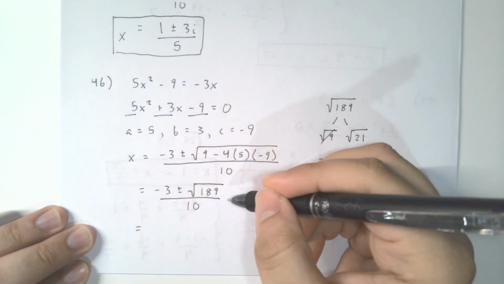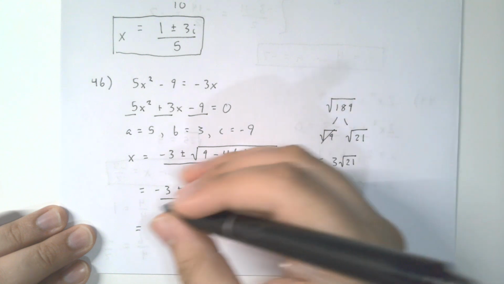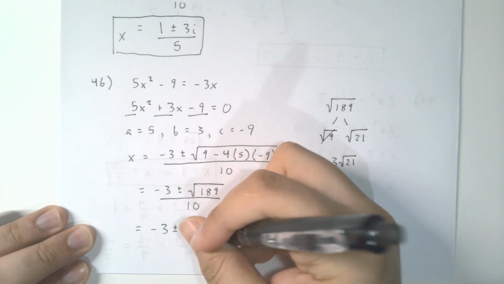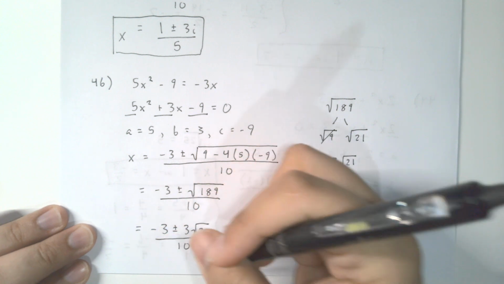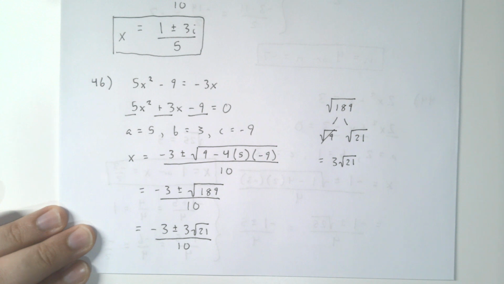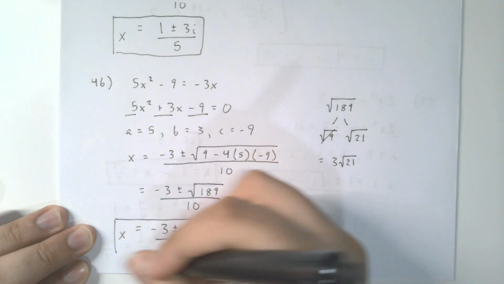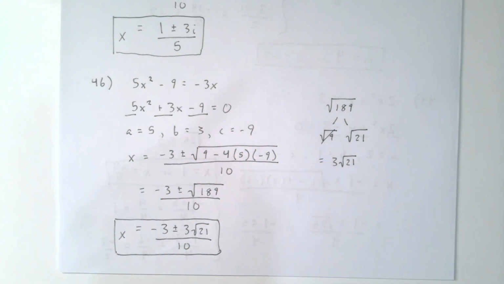So we can replace our square root of 189 with 3 square root of 21. We have negative 3 plus or minus 3 square root of 21 all over 10. And for this one, 3, 3, and 10 are all what are called coprime. So there's no number that we can divide all of them evenly by, so we can leave our answer like this. And so that is our final answer for number 46.